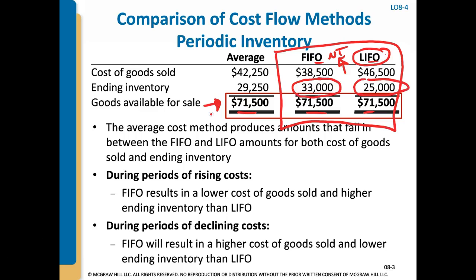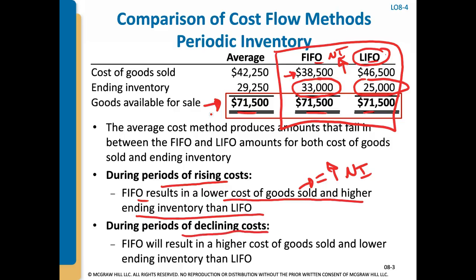33 versus 25. And that's because the more recent costs in FIFO are staying in your ending inventory, versus LIFO, where your oldest acquisitions or oldest purchases of inventory are what's going into your cost of goods sold, which is why that is lower. So during periods of rising costs, FIFO results in a lower cost of goods sold and higher ending inventory than LIFO, and the lower cost of goods sold equals higher net income, and that's going to come into play really soon. And the opposite is true during periods of declining costs, but that's a lot less likely.